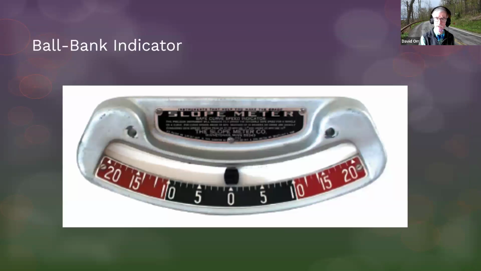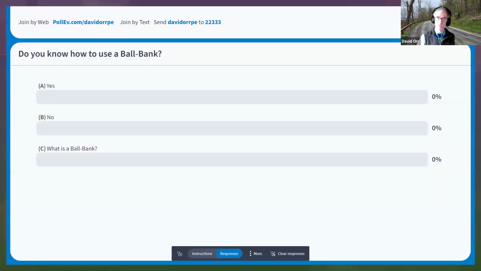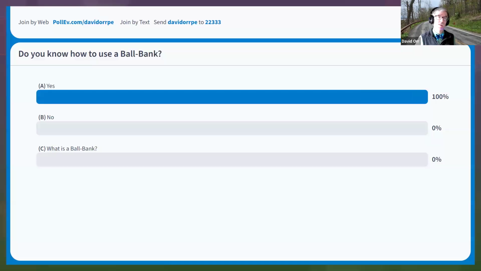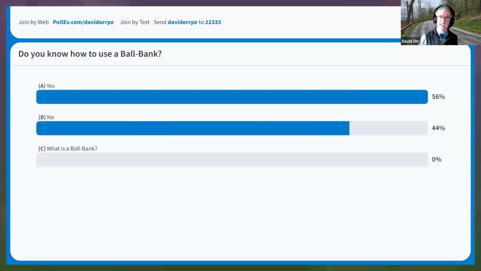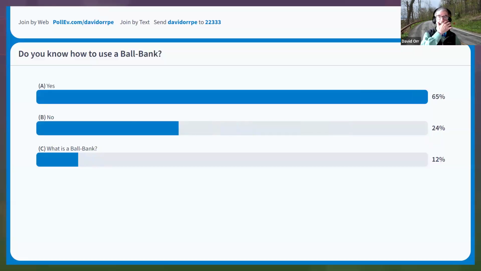Well, one of the most common methods, in fact, the most common method, is to use a ball bank indicator. So let me just ask, before we talk about how to use this, do you know how to use a ball bank? Yes, no, or you can just say, what the heck is a ball bank indicator? Most of you know how to use a ball bank. Well, okay. About half of you know how to use a ball bank indicator. Some of you don't know what a ball bank indicator is. Some of you say no.